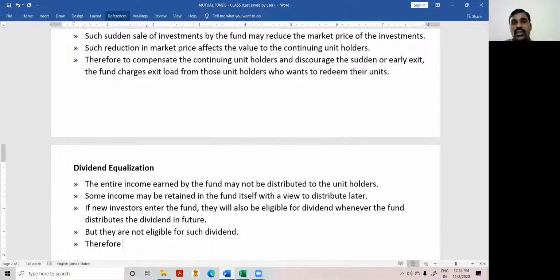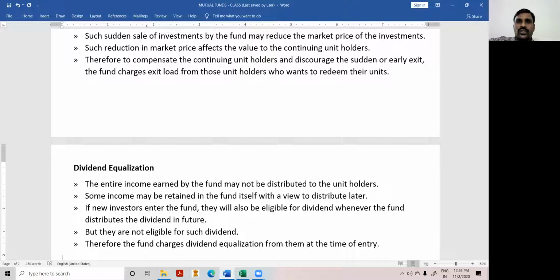So therefore, the fund charges dividend equalization from them at the time of entry. To compensate this, the fund charges the dividend equalization at the time of entry. That means whatever the new unit holders will get in future, for which they are not eligible, they have to pay in advance to the fund.